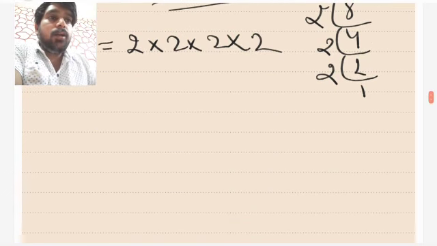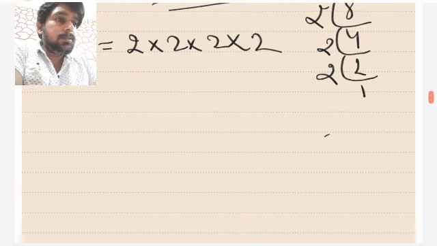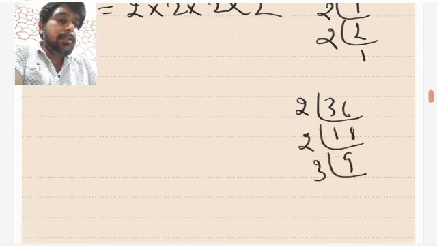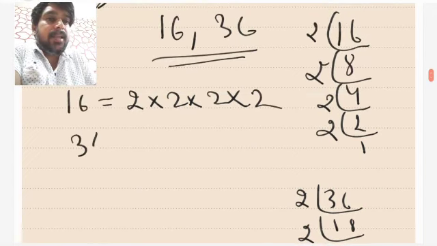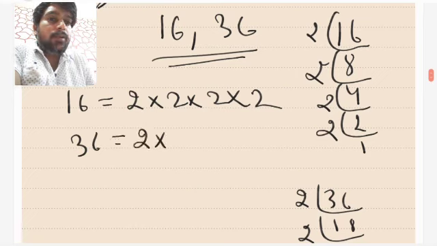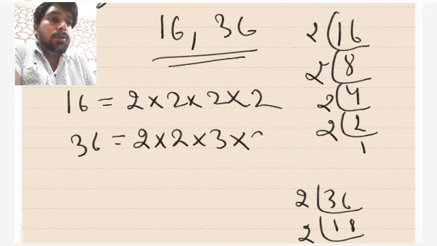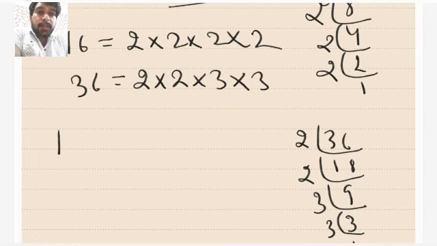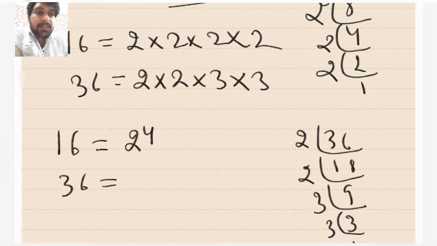And let me also find the prime factorization of 36. Again by 2 it will go 18 times, then by 2 it will go 9 times, then by 3 it will go 3 times, then by 3 it will go 1 time. So 36 can be written as 2 into 2 into 3 into 3. So these are your prime factors now. Now this prime factorization can also be written as 16 is 2 raised to the power 4, and 36 is 2 raised to the power 2 into 3 raised to the power 2.